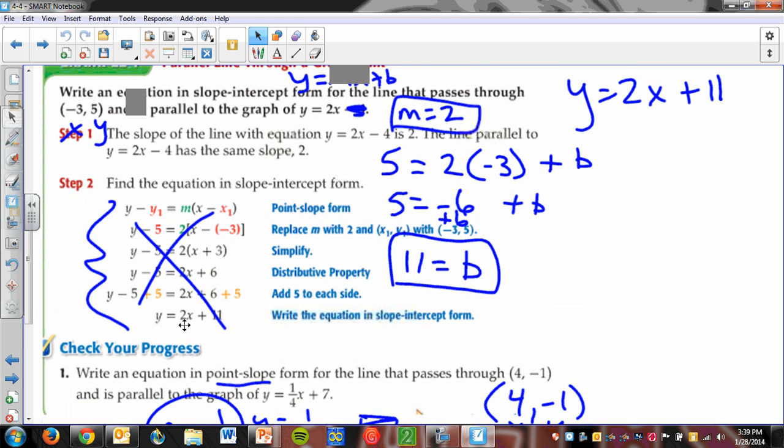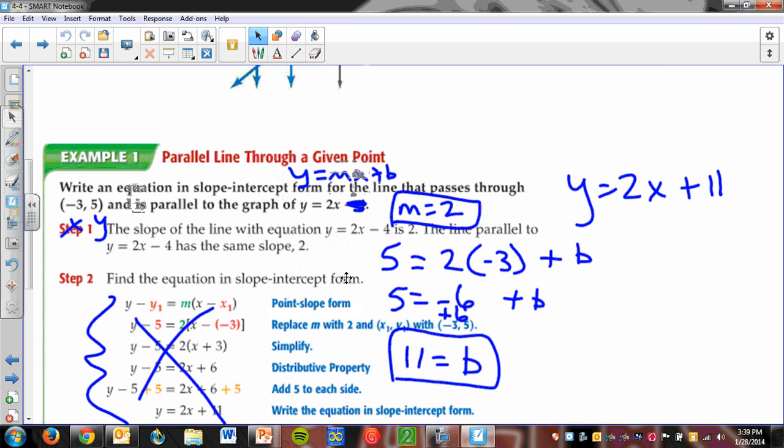There's a whole fancy way of doing this. I'm going to simplify things. Write an equation in slope-intercept form, which is y equals mx plus b, for the line that passes through negative 3, 5, so my x and y, and is parallel to the graph of y equals 2x minus 4.